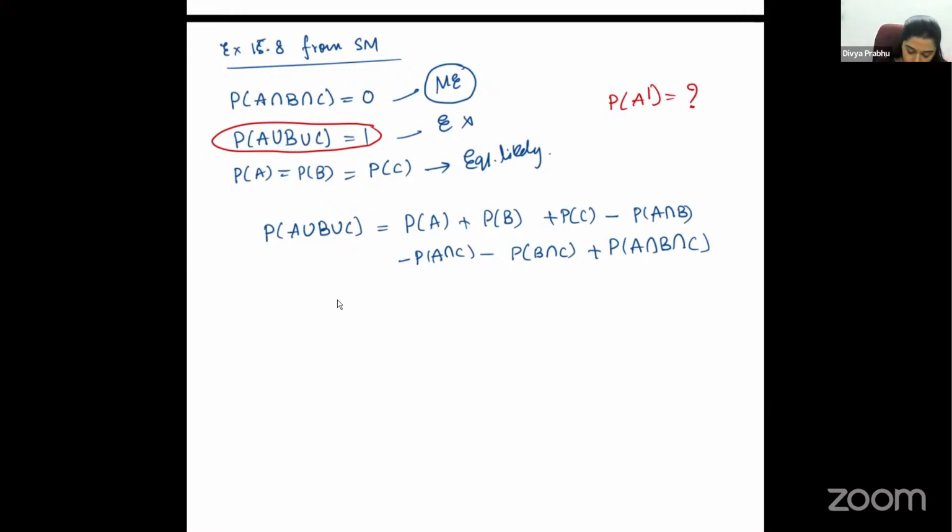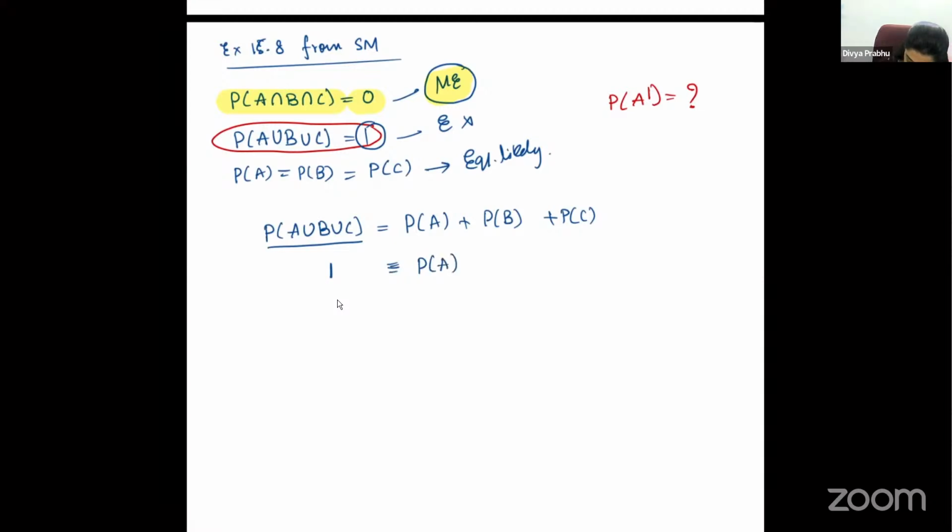But because they are mutually exclusive events, which means their intersection will be equal to 0, all these intersections, whatever is there, will be 0. Because it is 0, I can straight away remove this from the formula. Right? So what remains is P of A plus P of B plus P of C. Now, second point, P of A union B union C is given as what? 1. So I can write 1 here. 1 is equal to P of A plus P of B plus P of C.